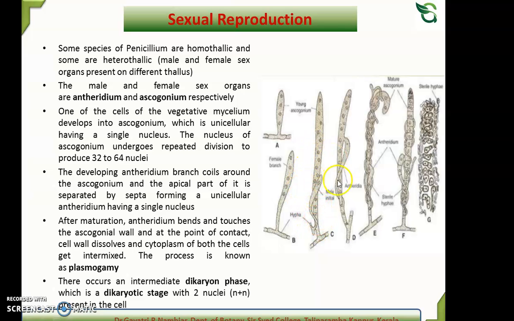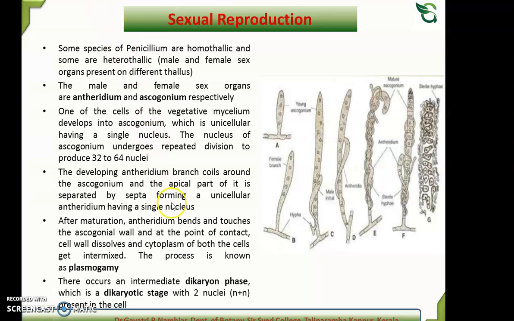And this antheridium will coil around the ascogonium during maturation. So see, in the initial stage it is a small structure, and when it matures it is a highly coiled structure around the ascogonium. Then after maturation, the antheridium bends and touches the ascogonial wall, and at the point of contact the cell wall dissolves and the cytoplasm of both cells gets intermixed, and this process is known as plasmogamy. And there occurs an intermediate dikaryon phase, which is the dikaryotic stage, with two nuclei present in the cell.